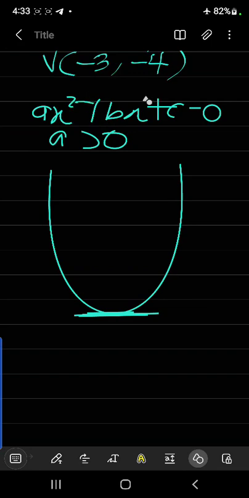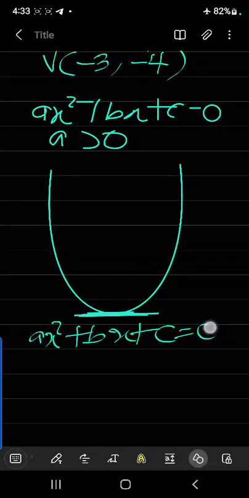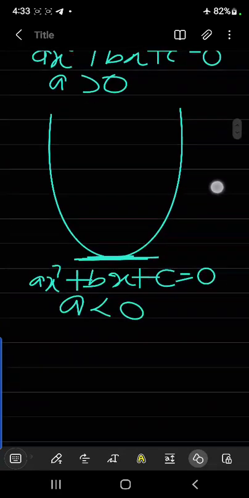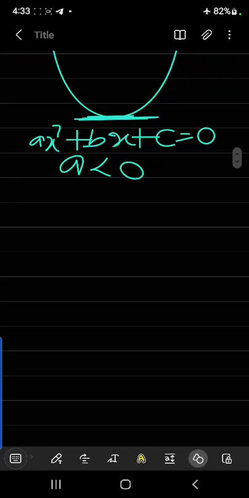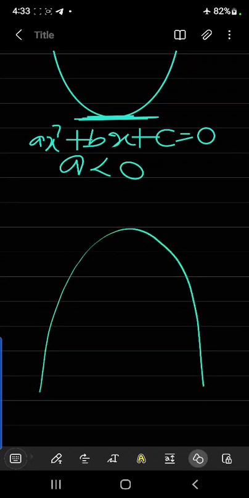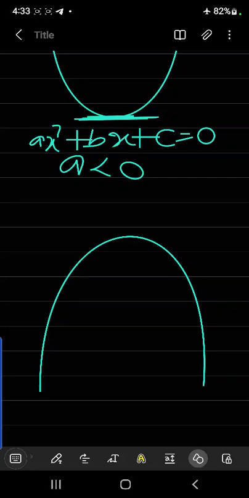But if it is still the same equation, ax squared plus bx plus c equals 0, and your a is negative, then in that situation, your curve is going to be like this. That's an inverted U shape. So if the leading coefficient is positive, it's going to be U-shaped. If the leading coefficient is negative, it will be an inverted U shape.